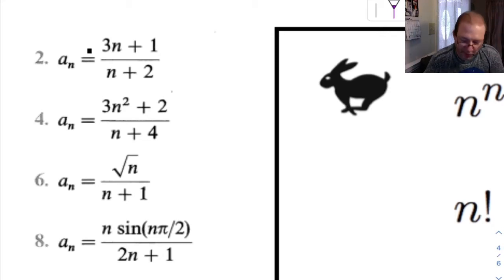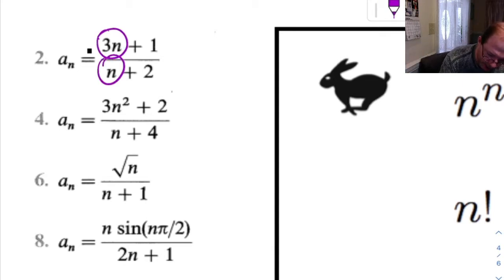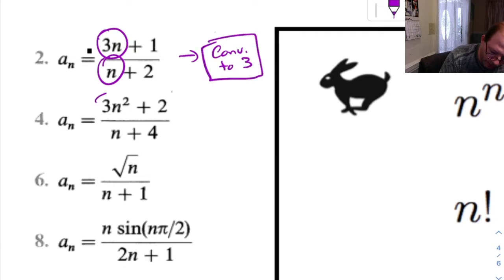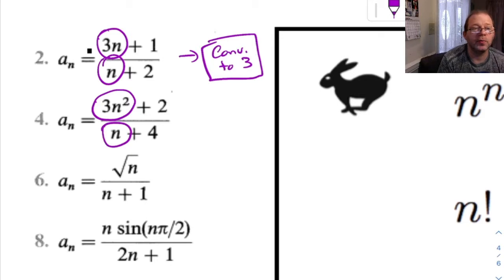Okay, let's go through the even problems here. And I want to do these fast. So let's see. This one here, I'm going to circle my dominant terms. And as n goes to infinity, this is going to converge to 3. All right, this one, our dominant term on top has a higher degree than the one on bottom. So when n goes to infinity, this is going to diverge to infinity.